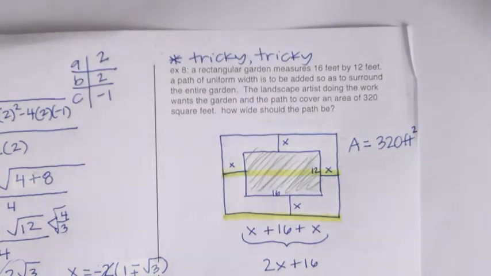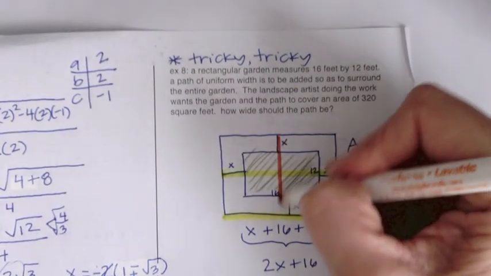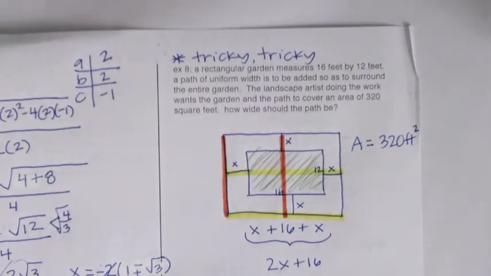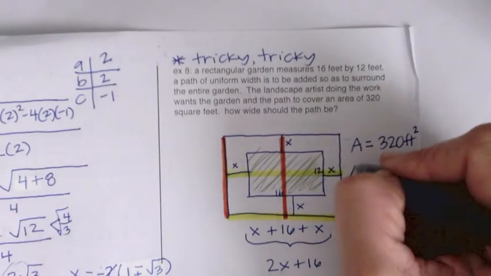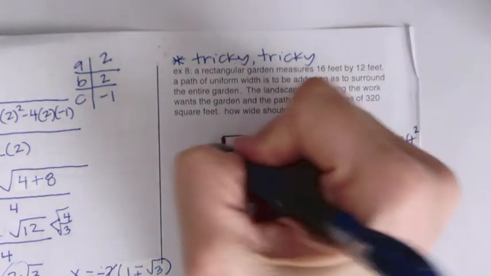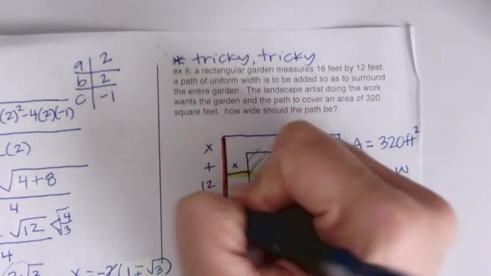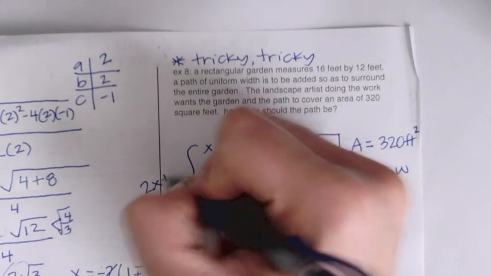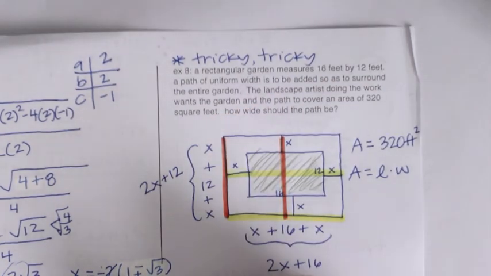And then we can do the same thing. We need to know this dimension right here, which is the same as this, and area equals length times width, which is why I need those dimensions right there. So what is that one? It's going to be x plus 12 plus x, which all boils down to 2x plus 12. So what I know now is 2x plus 12 times 2x plus 16 equals 320 feet squared.